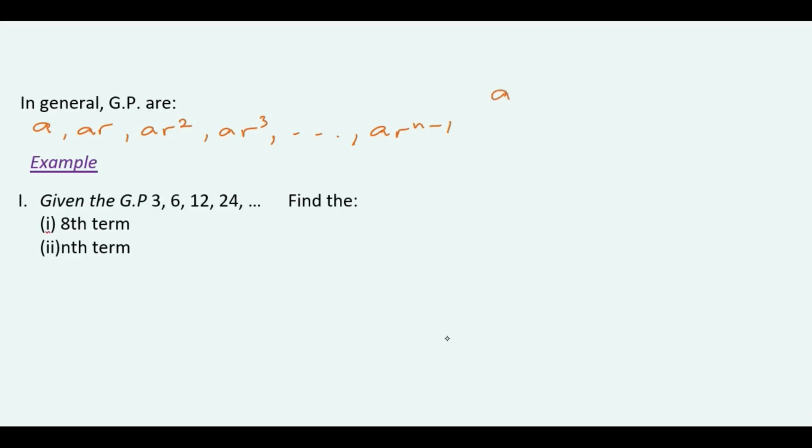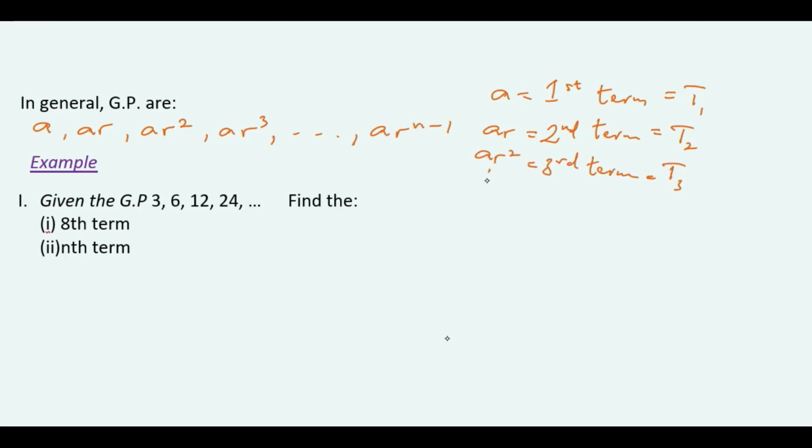This is the first term. The second term, ar, is equal to this. The third term, ar squared, is equal to this. And you have the nth term, which is ar raised to power n minus 1. We call this the nth term, which is equal to this.